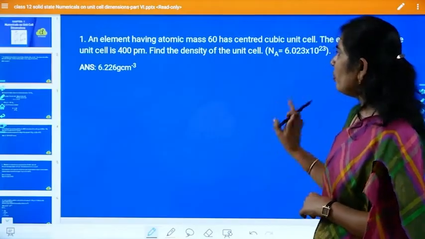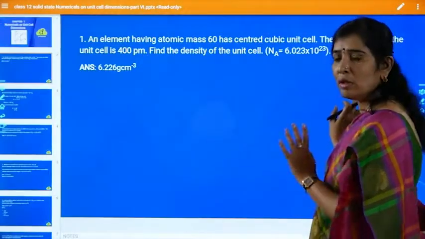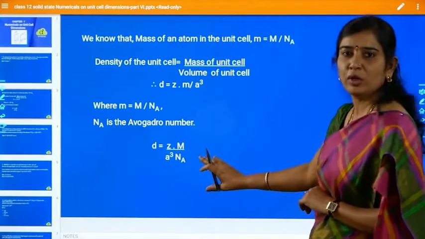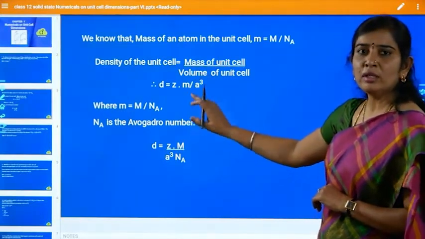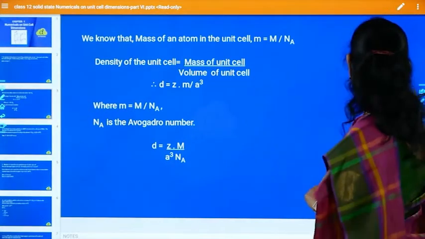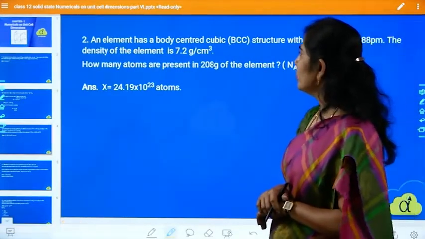Now I am going to take up the second type of numerical. So this is one type of numerical they may ask in the exam. See, this is the formula that I derived in session 4. I think you remembered all those things. Okay, now next, the second numerical.